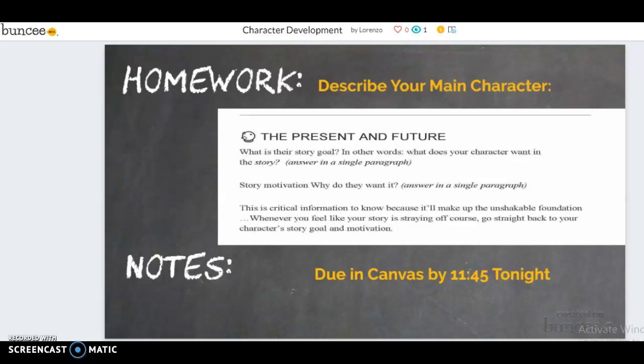In other words, what does your character want in the story? You'll do that in a single paragraph. Then number 2, you'll write the story's motivation. Why do they want it? Why does your character want whatever it is they want in the story? And that'll be in a single paragraph also.